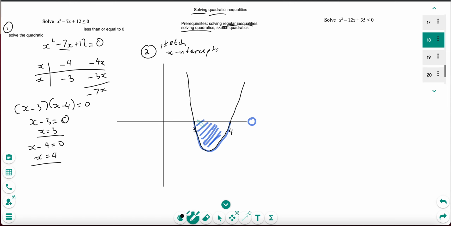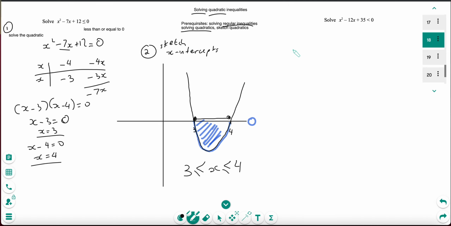So now we can see our values for x must be from here all the way to here. So x is bigger than or equal to 3, since it's an equals sign, but less than or equal to 4. And that's our answer. We've solved the inequality because we've isolated x, okay?